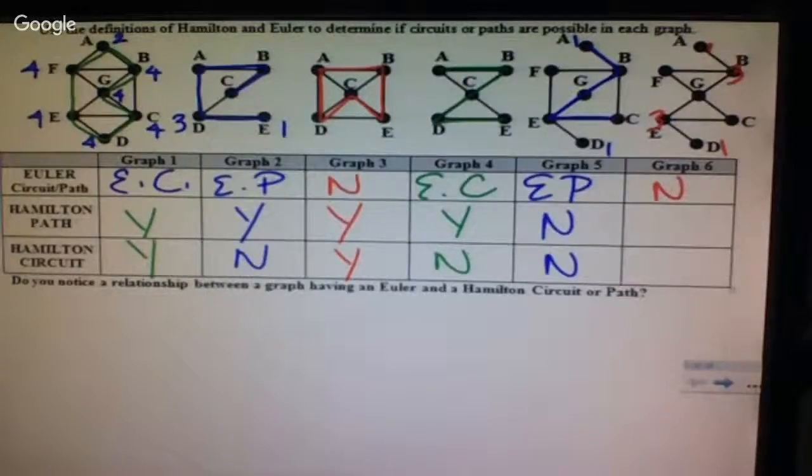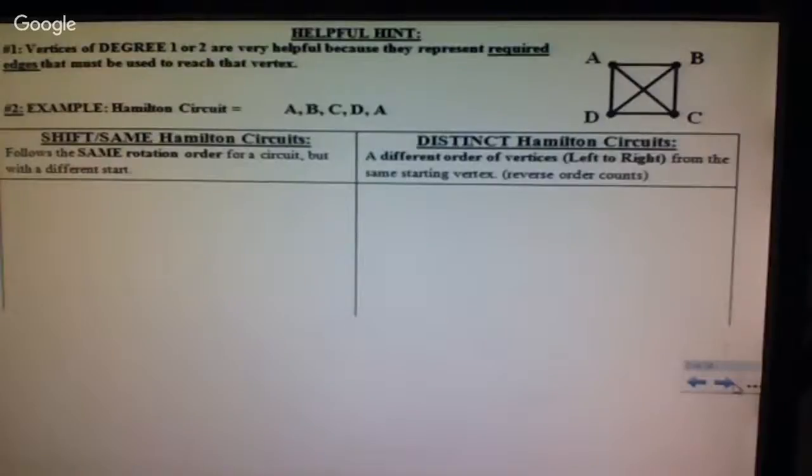Do I have a Hamilton circuit or path? You have a path. You got a path, but you don't have a circuit. I agree. I can touch every dot. Perfect. Okay. Questions on identifying Hamilton paths or circuits? Okay, let's find some then. So, helpful hints. Vertices of degree 1 or 2 are very helpful because they represent required edges that have to be used to reach that vertex.